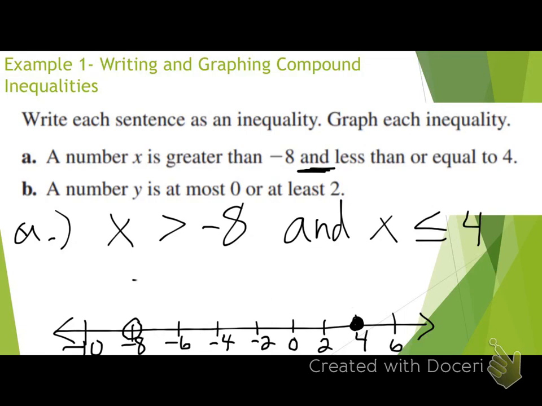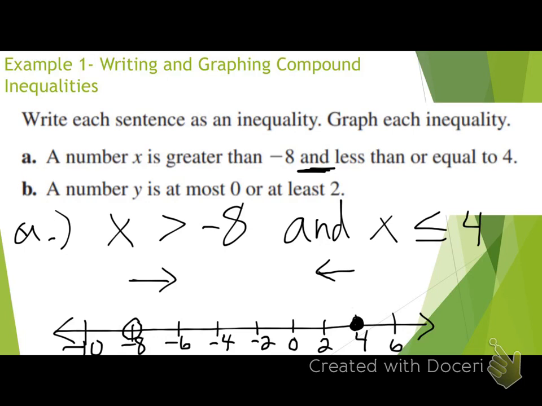For x is greater than negative 8, would I be shading to the left or right of negative 8? Right, to the right, correct? You don't necessarily have to draw this arrow if you want. I'm just trying to show you guys something. If you want to draw it, that's fine. X is less than or equal to 4, would I be shading to the left or right of that point? To the left. Everyone see that?